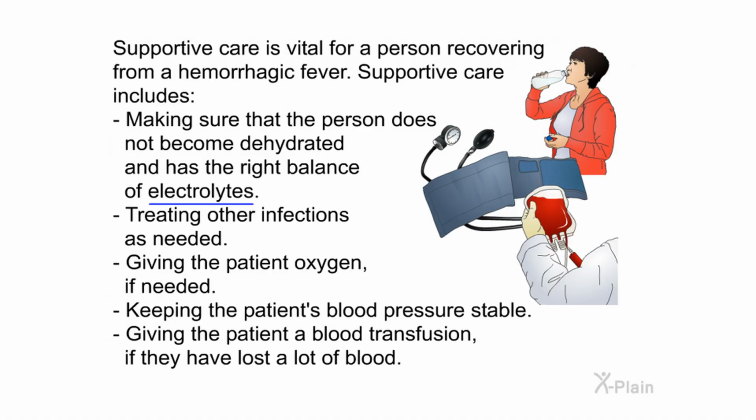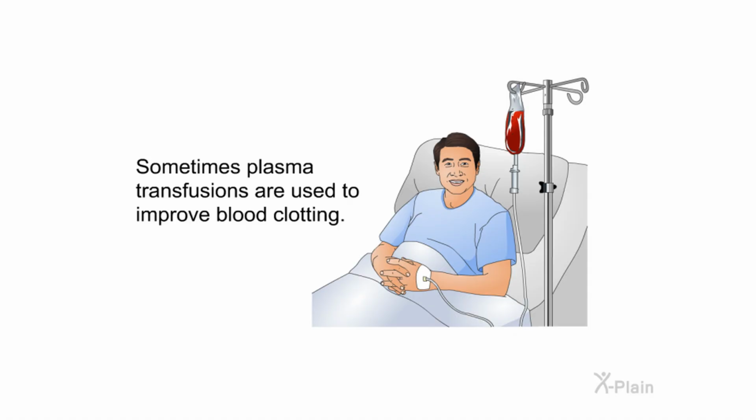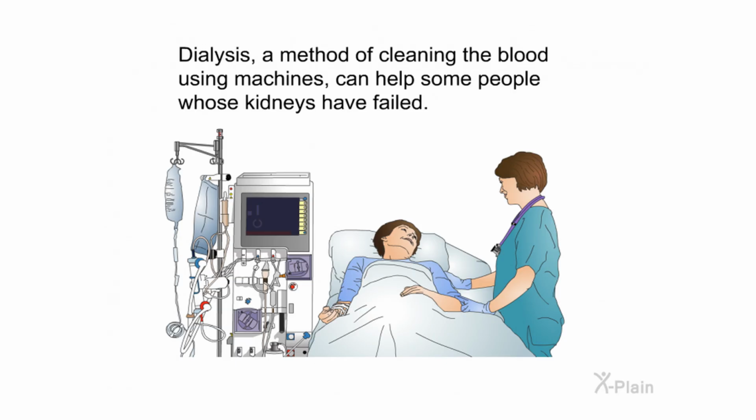Supportive care includes making sure that the person does not become dehydrated and has the right balance of electrolytes, treating other infections as needed, giving the patient oxygen if needed, keeping the patient's blood pressure stable, giving the patient a blood transfusion if they have lost a lot of blood. Sometimes plasma transfusions are used to improve blood clotting. Dialysis, a method of cleaning the blood using machines, can help some people whose kidneys have failed.